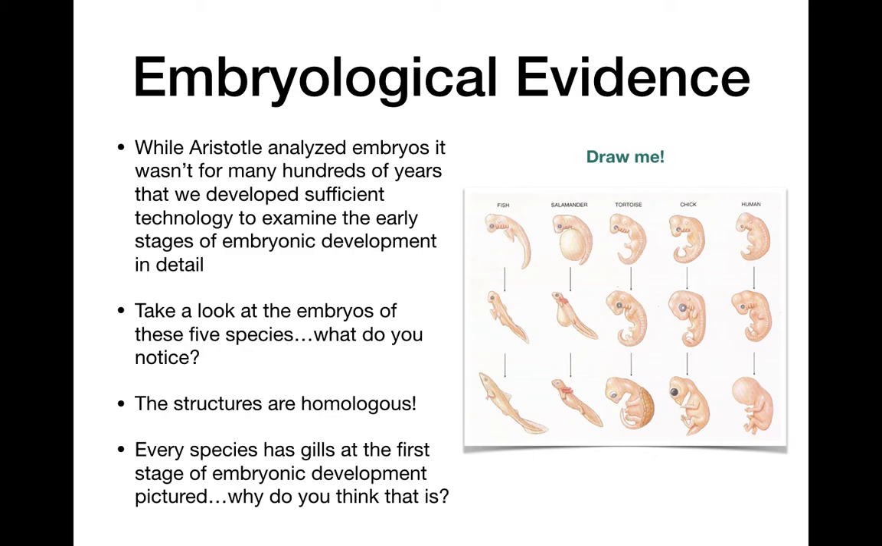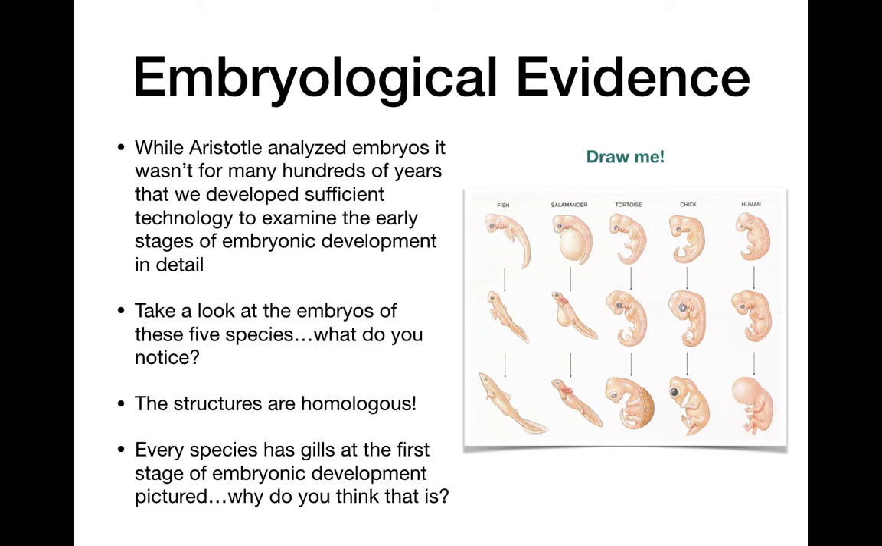Something that's really interesting to notice is every species here, they all have gill slits. We all had gill slits when we were an embryo, but we no longer have them as adults. Why do you think we would have gill slits? Well, obviously our common ancestor had gills, and we evolved from that common ancestor for many, many billions of years and retained the gill slits as an embryo. We don't need them as fully developed babies.